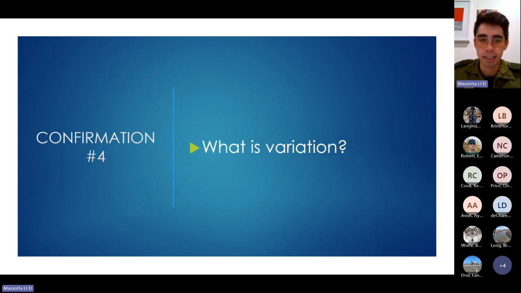And then the next question, what is variation? Yeah, so the variation is the angle between your magnetic north and your true north. Good.